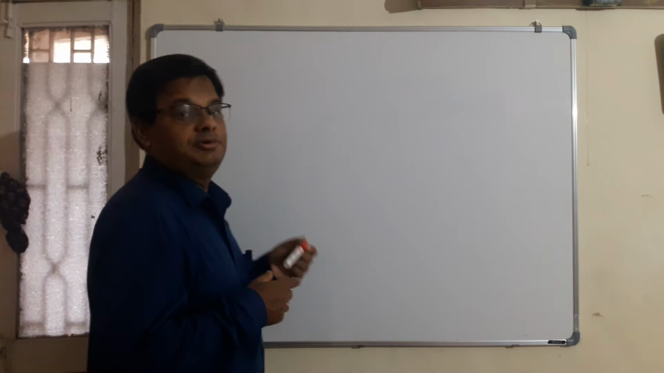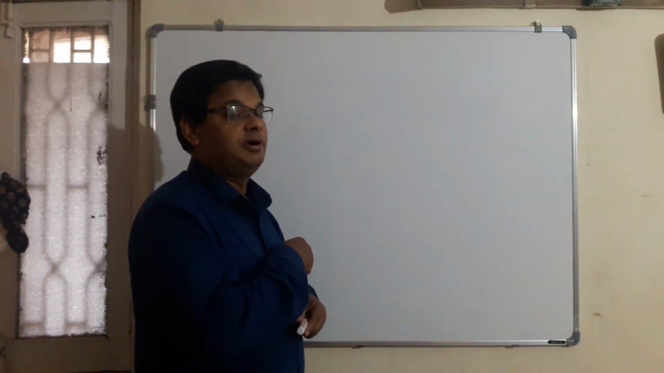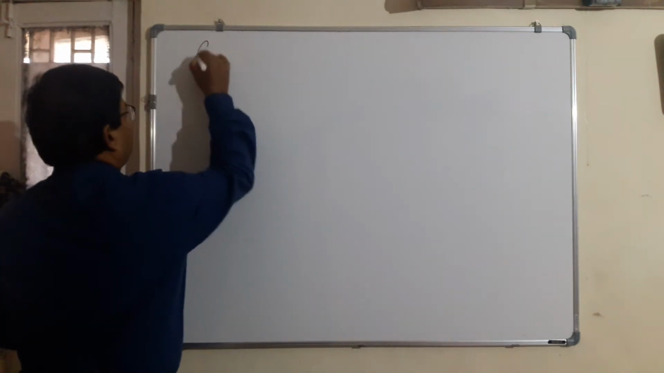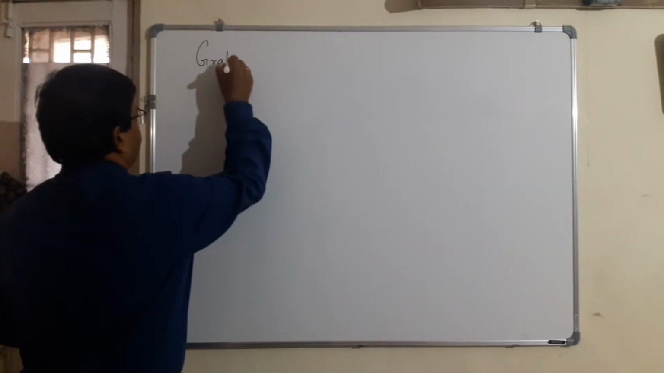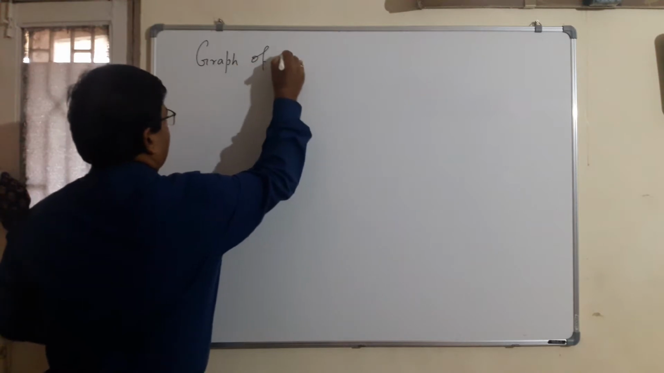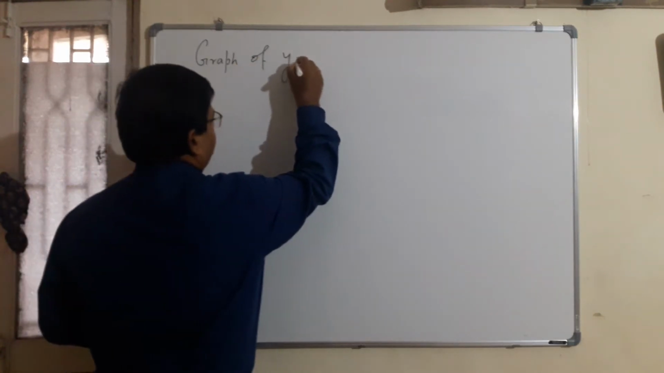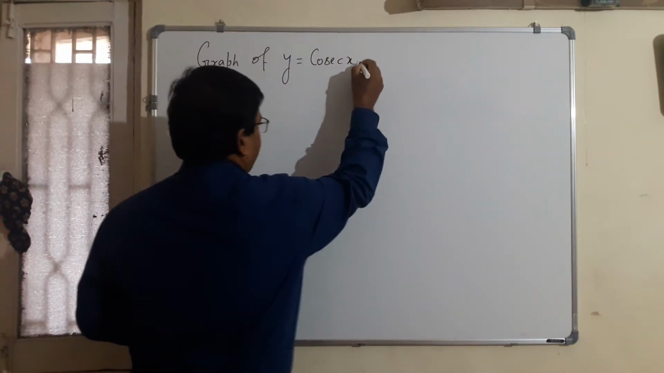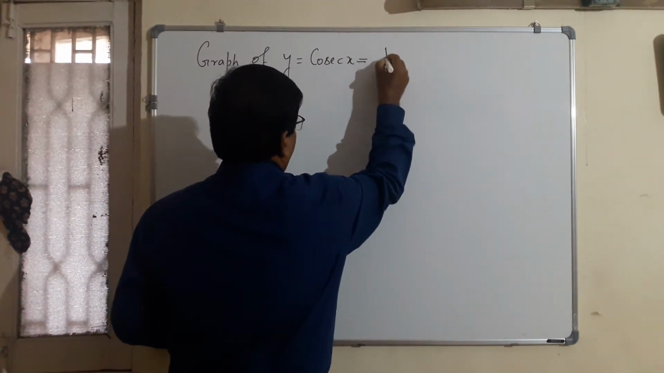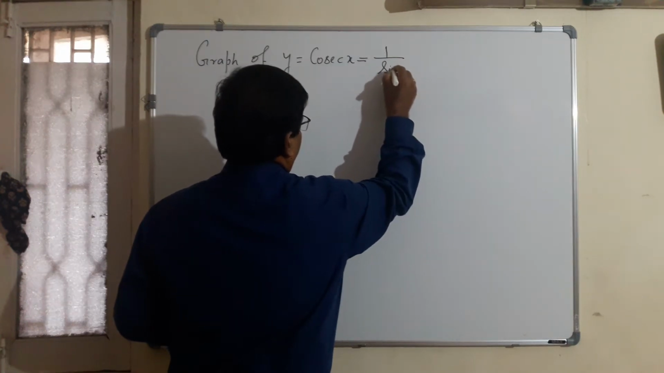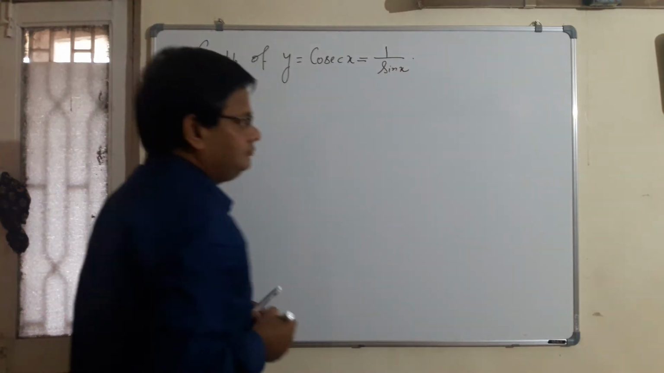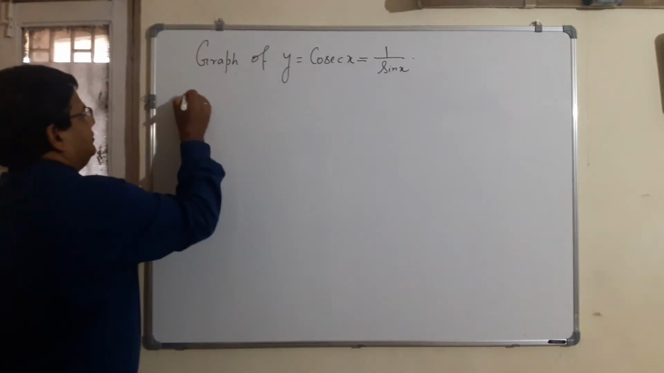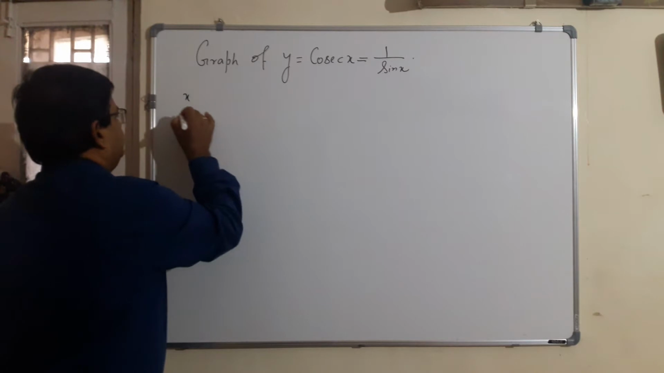Now today I am going to discuss the graph of y is equal to cosec x. Graph of y is equal to cosec x means y is equal to 1 by sin x. So see here, x and y.